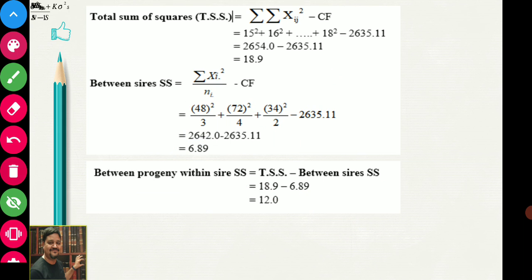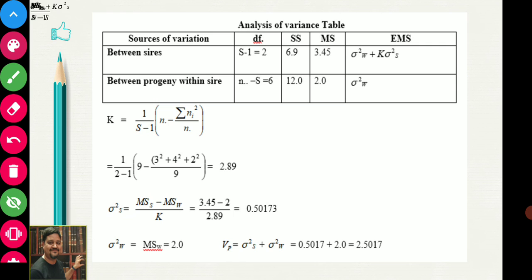Now you prepare the ANOVA table. You got all the values. So here you can see the ANOVA table, source of variation: between sire and within sire, that is between progeny. So degree of freedom, total number of sire is 3, 3 minus 1 is equal to 2. And what about the progenies? So within sire n minus s, that is 6. So you know why it is coming 6. You just go through the previous slide and you will get why it is 6.